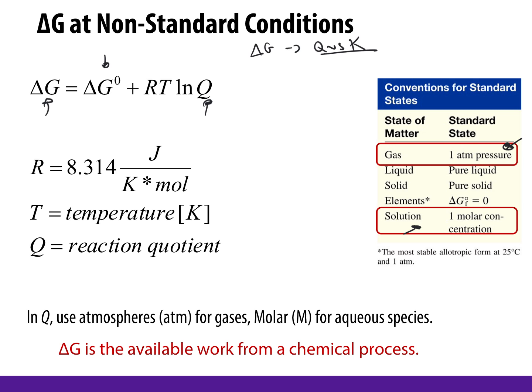Delta G is called the Gibbs free energy because delta G is the available work from a chemical process. So if I calculate delta G under some conditions, that tells me the most work I could do by running that particular chemical reaction.